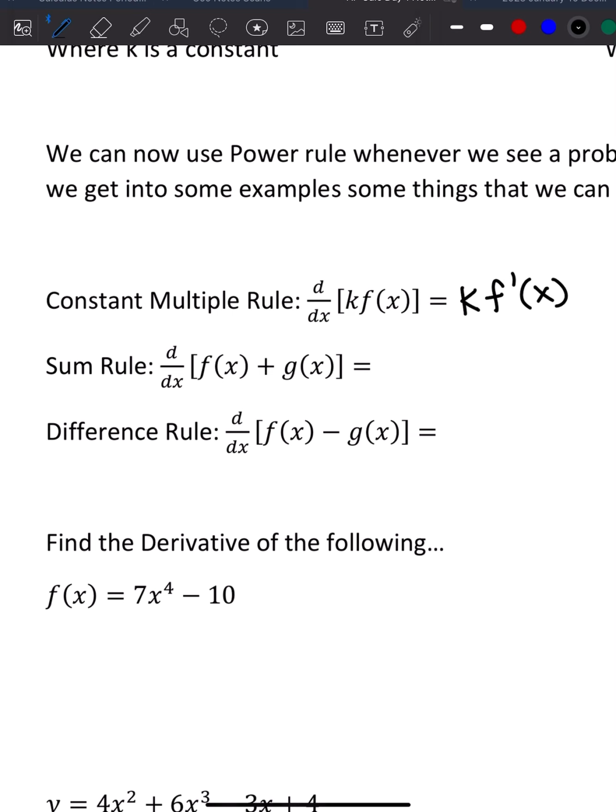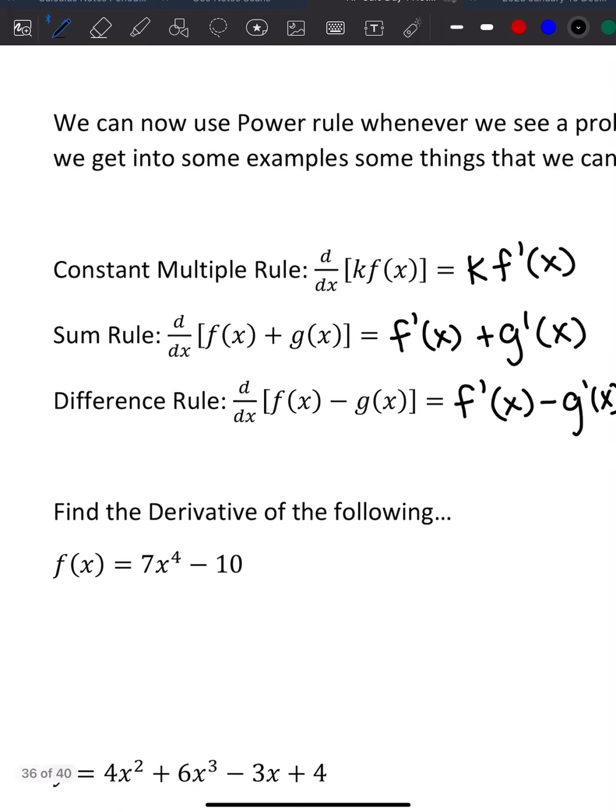So the derivative of k times f of x is the same thing as saying k times the derivative of f of x. If we have a sum, we can take the derivative of our sum and separate it into the derivative of f, so f prime of x, plus the derivative of g, g prime of x. Same thing goes for difference. We can take the derivative of f minus the derivative of g. So we can ignore some of these things and not worry about it and just take individual pieces as derivatives. So we're going to find some derivatives using the power rule.